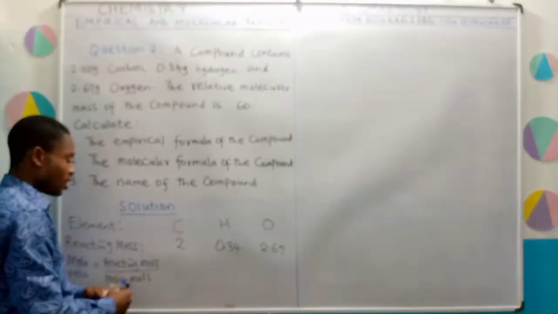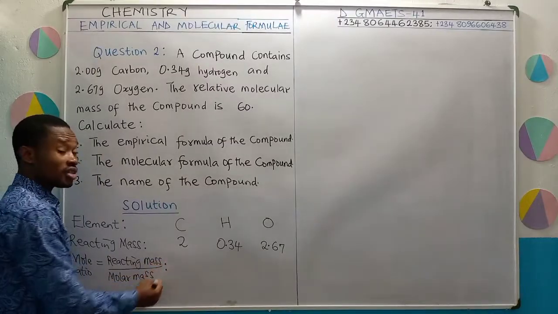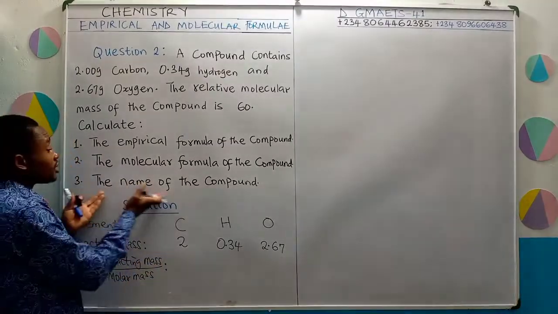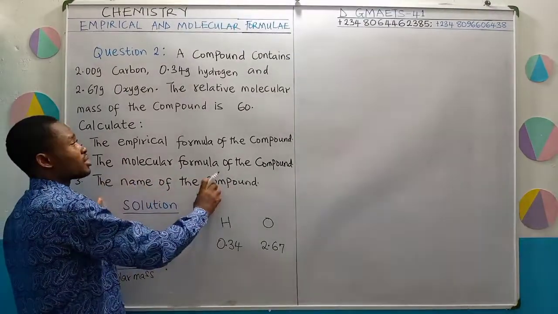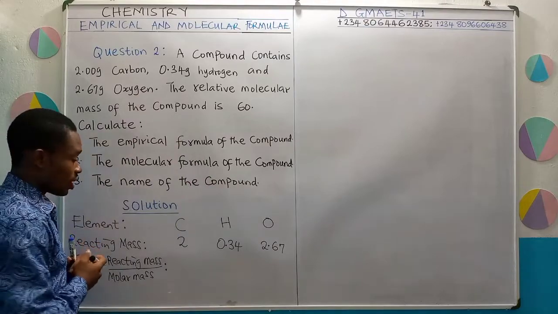Come to carbon. What is the relative atomic mass of carbon? It is 12. I'm sorry that I didn't give it here. Like I stated, generally the relative atomic masses of the elements are supposed to be given to us.